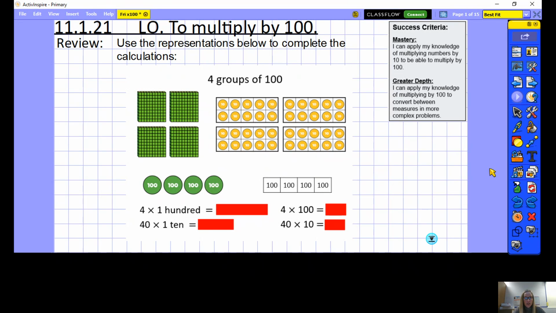In the representation on the screen, you can see 4 groups of 100 represented in different ways: Deans, base 10, place values, counters, tens frames, and a bar model. See if you can complete the calculations at the bottom of the screen. So we've got 4 times 100 equals, 4 times 100 equals, 40 times 10 equals, and 40 times 10 equals. Pause the video now while you complete these questions.